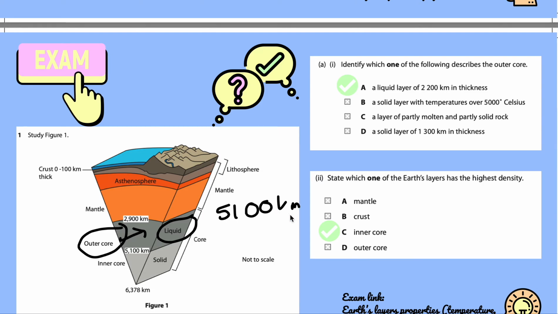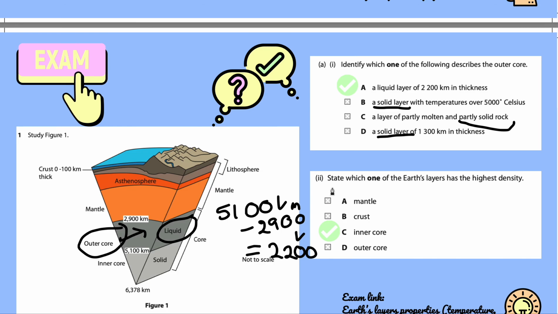minus 2,900 kilometers, which will give you a value of 2,200, which is correct for the first one. The reason we know the other answers are incorrect is because B says it is a solid layer, which is incorrect for our outer core. C says that it is partially solid. And then finally, D says that it is also a solid layer.